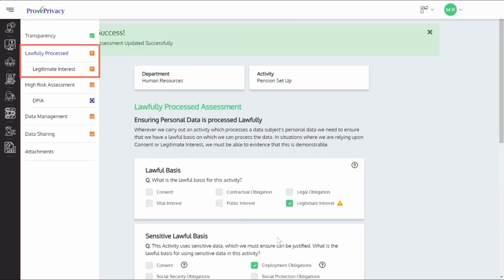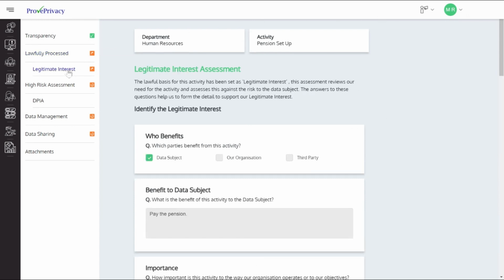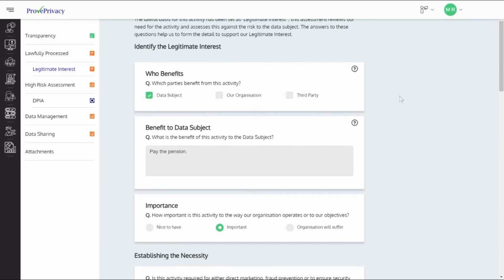If you select legitimate interests as the lawful basis, the expanding side menu will automatically change to include a legitimate interests assessment option. You will not be able to start the legitimate interests assessment until you have saved the lawfully processed assessment. A legitimate interest assessment is required to determine how necessary the processing is and to balance your organization's needs with the needs, rights, and expectations of the data subject.